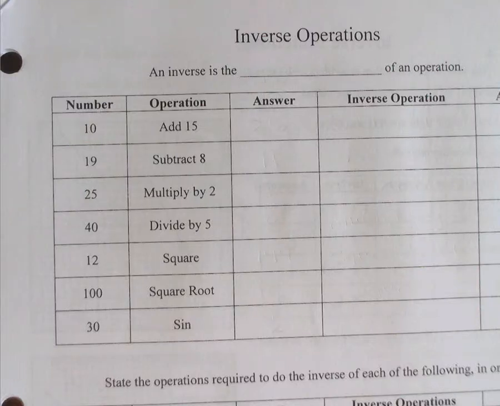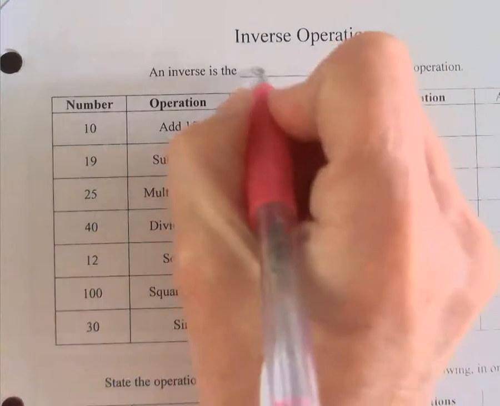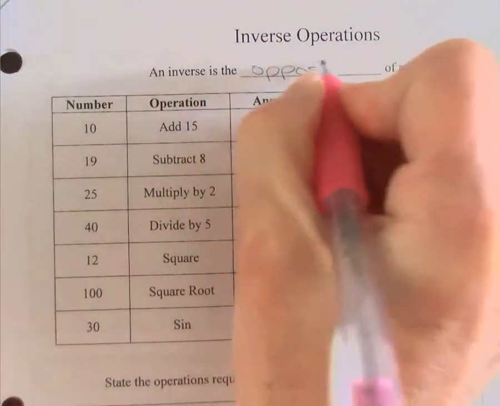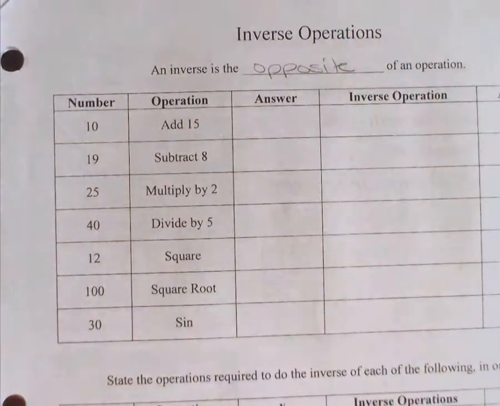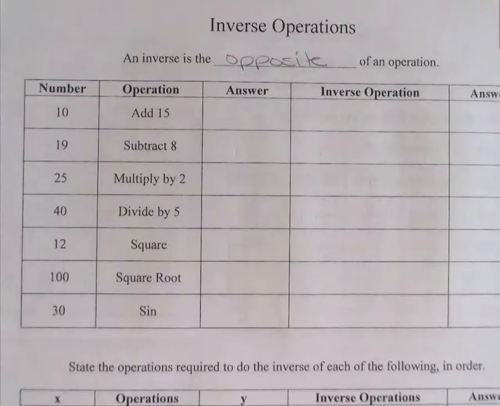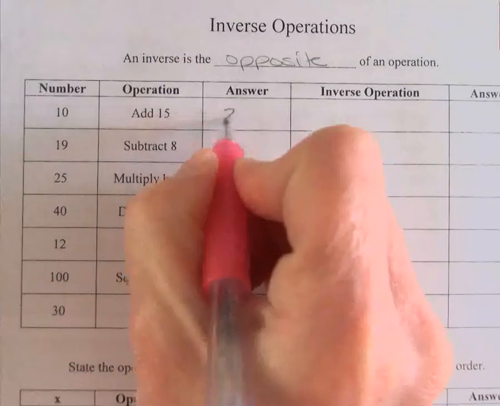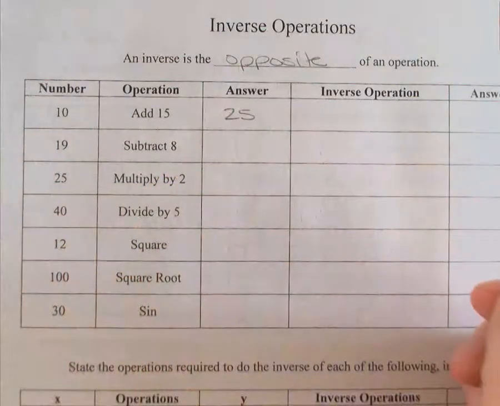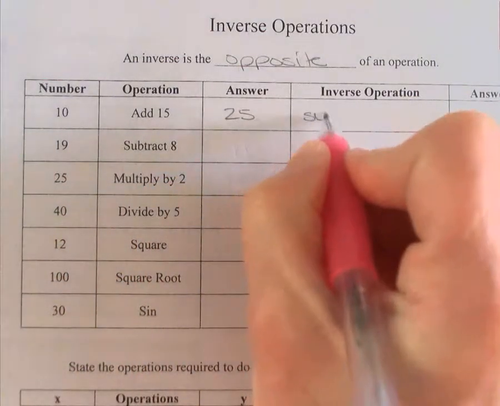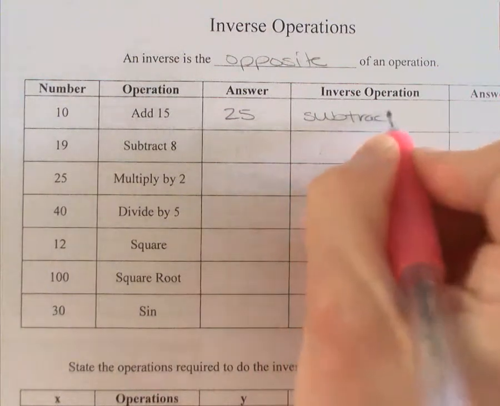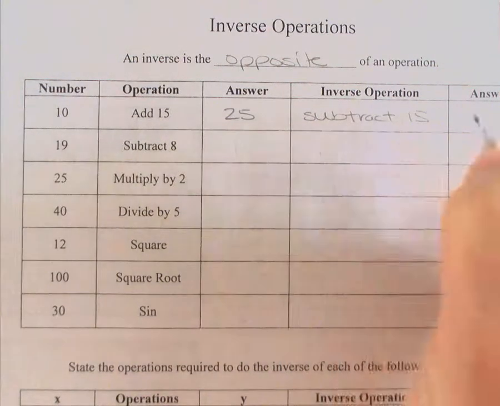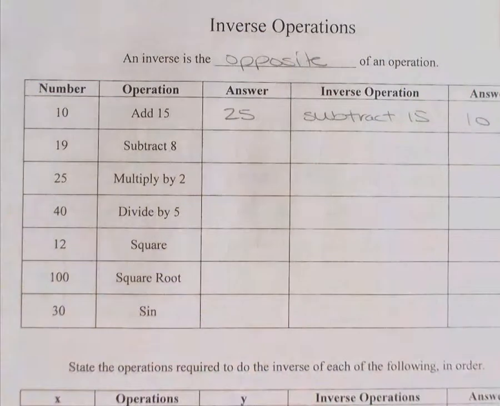So the inverse is the opposite of an operation. So if I want to do a number, say 10, and I add 15, my answer is 25. The opposite of that would be to subtract 15. If I subtract 15, I get 10.